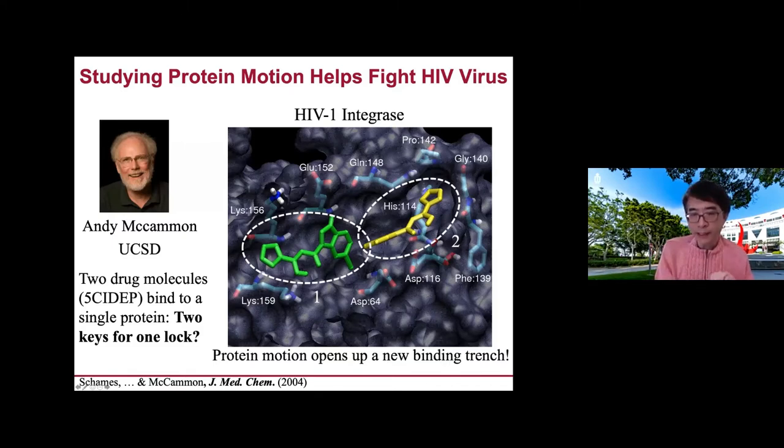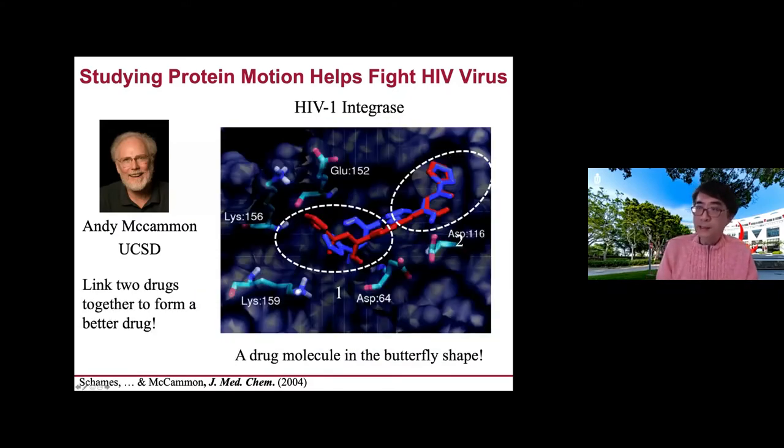that at that time he was thinking, since two identical drug molecules can bind into the same protein target, what if we use chemistry to connect them together, right? Can we make a larger drug compound that is able to occupy both of the binding sites? So if this newly discovered binding site is true, because this only opens up during the protein motion. Okay, so he succeeded in this.